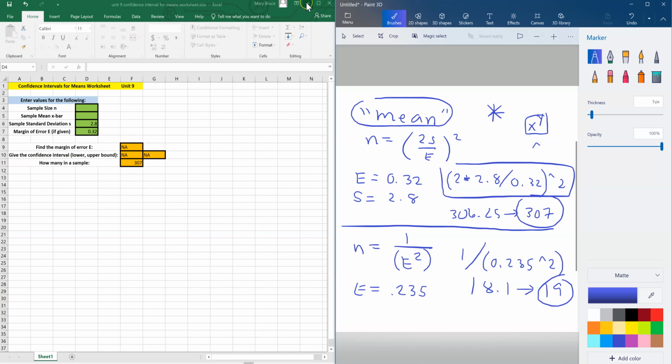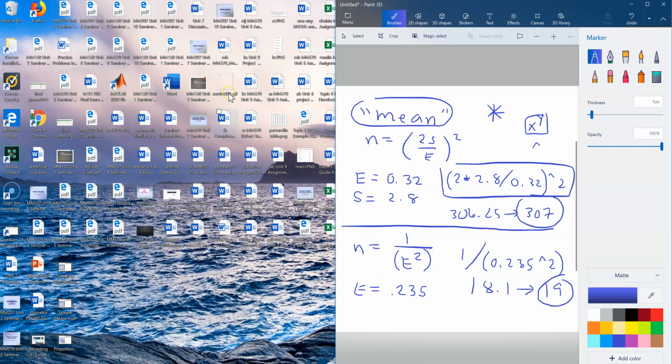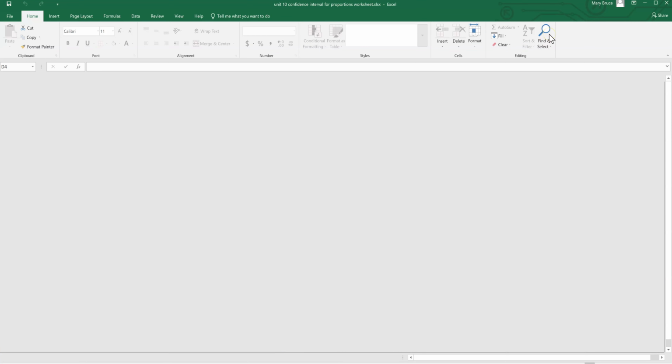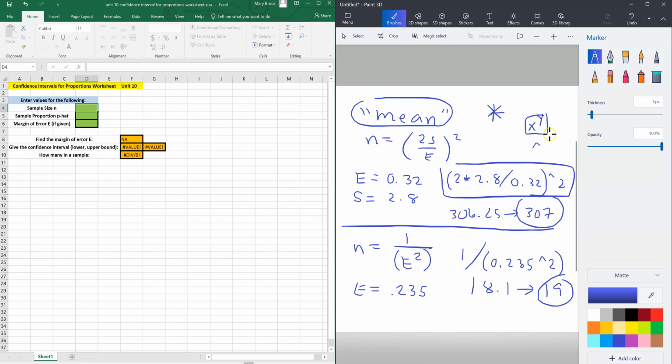If you use the worksheet, you'll have to go to the Unit 10 Excel worksheet. So let me pull that one up. And for this, you only put in the margin of error that was given. So don't fill in anything else in the green boxes. That margin of error was 0.235. So I'm going to put in 0.235. I'm going to press enter or equals. And there is my 19. It already rounded it up for me. That was the answer we also got by hand.